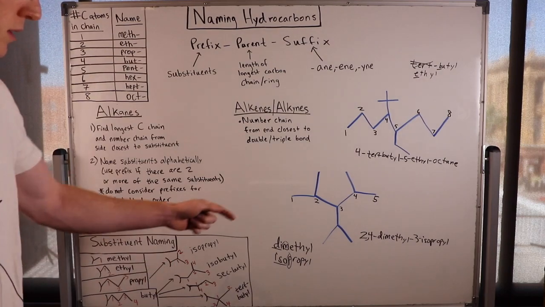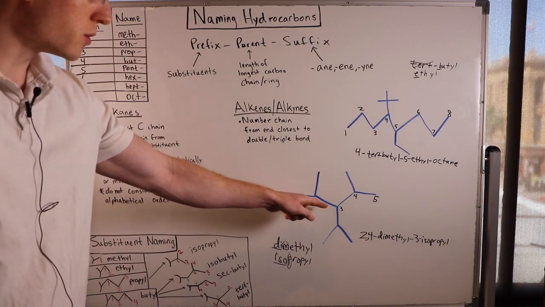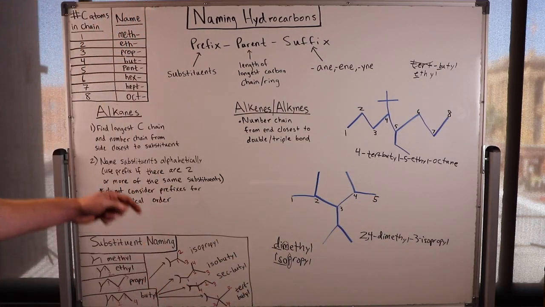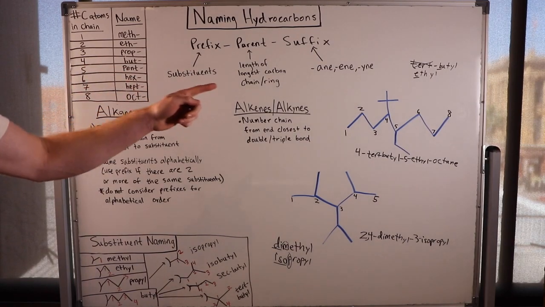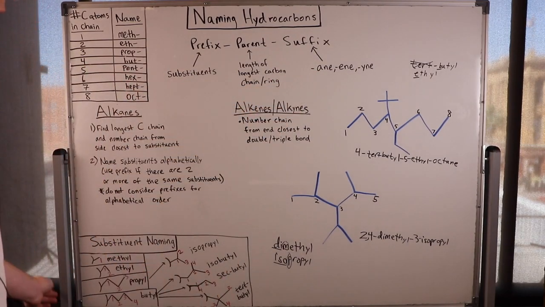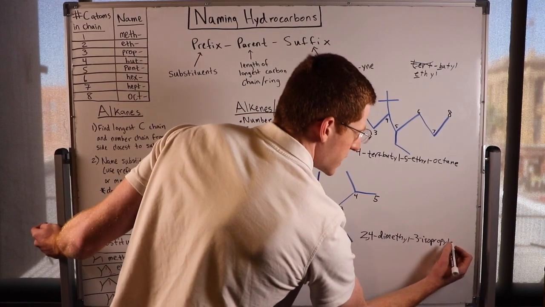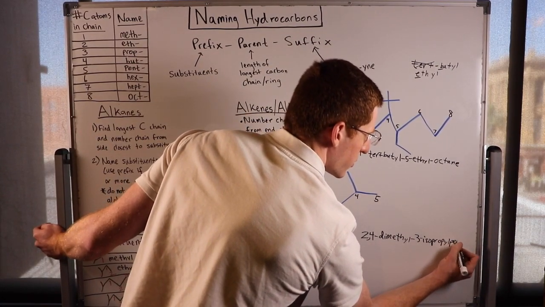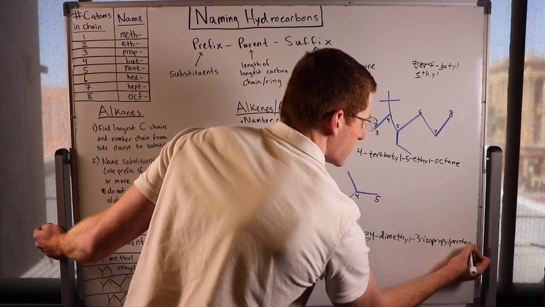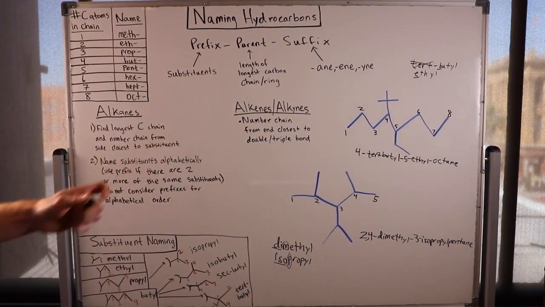And then how many carbons are in our parent chain? 1, 2, 3, 4, 5. So this is going to be pentane for alkane. So where there's no dash in between here, we just end with pentane. So that is how you name those 2 molecules.